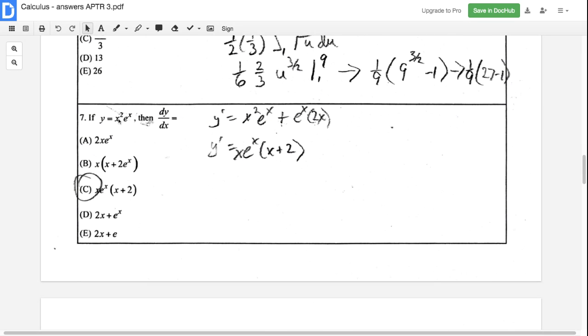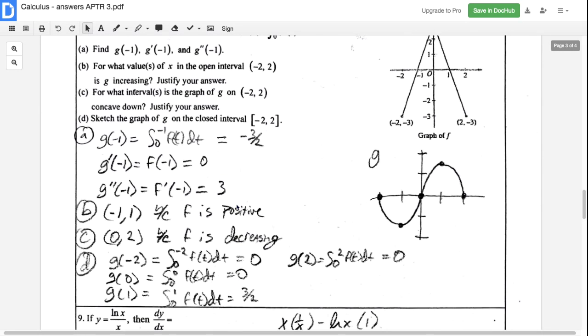Number 7, just product rule. So first derivative of the second plus the second derivative of the first. Remember, anytime you're doing product rule or quotient rule and e to the x is involved, you always want to factor that out. So I factored e to the x out. I could also factor an x out, so that gives me x e to the x times x plus 2, which gives me the answer of C.